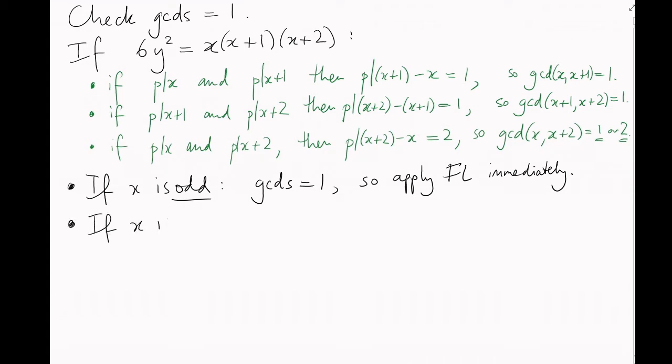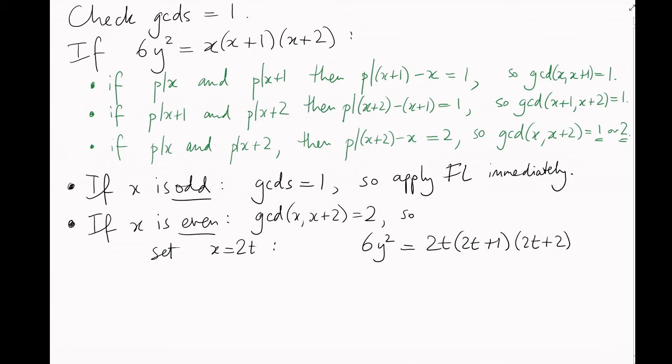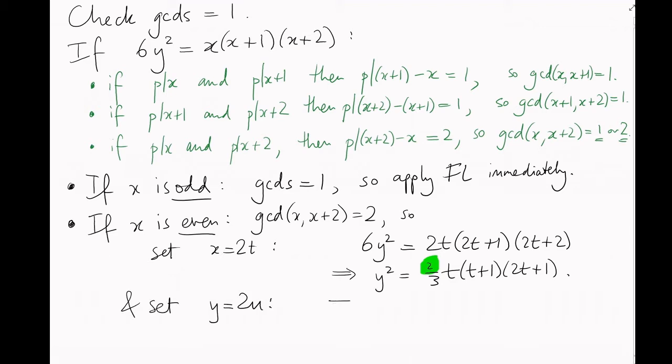Now if x is even, then so is x plus 2, so their greatest common divisor must be 2. Let's write x equals 2 times t. Then, substituting that into our equation, we get y squared equals 2/3 times t times (t plus 1) times (2t plus 1). Now, as there's an extra factor of 2 on the numerator here, y squared must also be even, which means that y is even. So let's write y equals 2 times u.